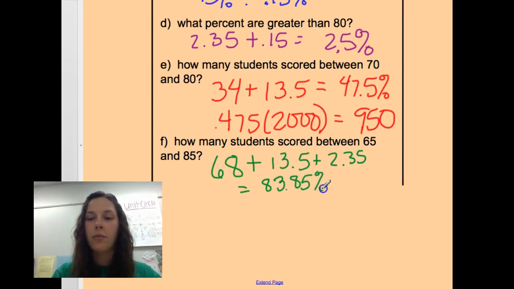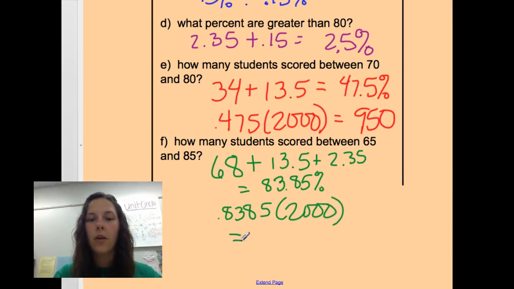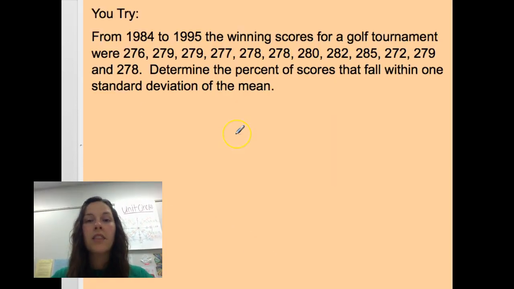So this gives us a total of 83.85%. So same process, we're going to convert that to a decimal and multiply it by 2,000 to get the total number of students. And we got 1,677 students. On this one, if you have a graphing calculator, use that to calculate the mean and the standard deviation, and then you can figure out the percent of scores. If you do not have a graphing calculator, do not try this by hand. We'll do it together in class and walk through the calculator options.